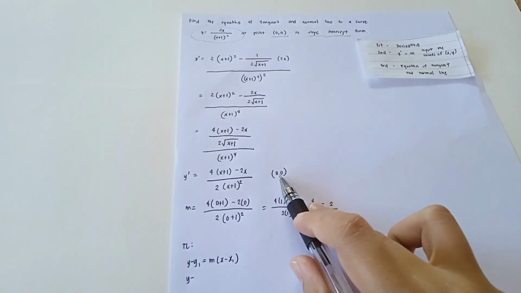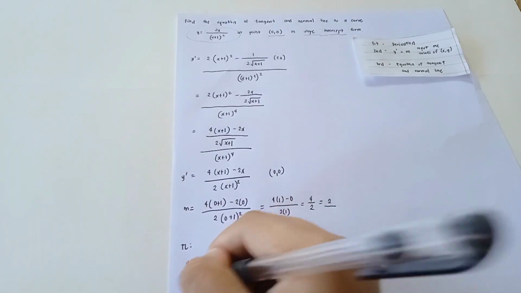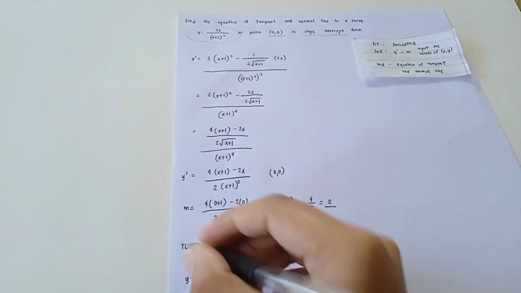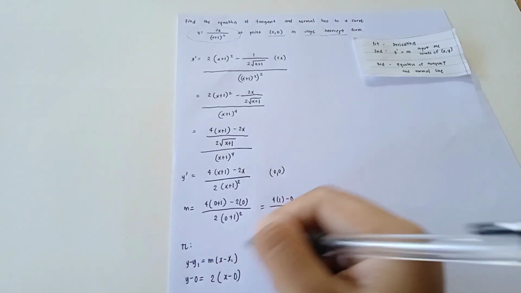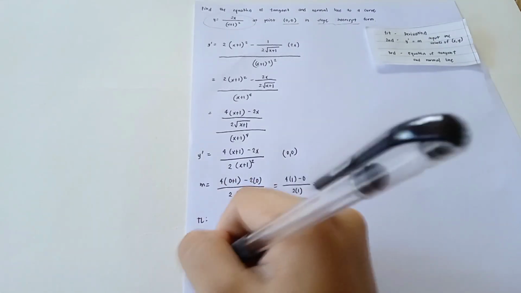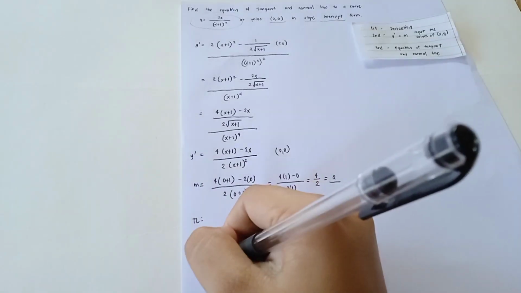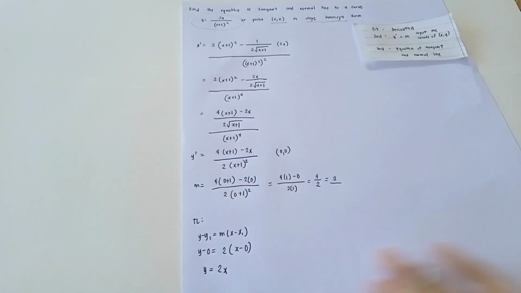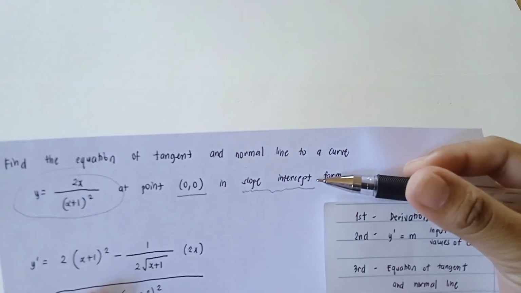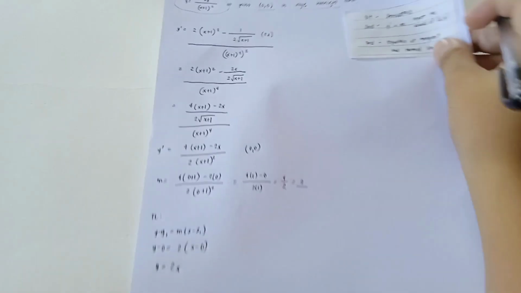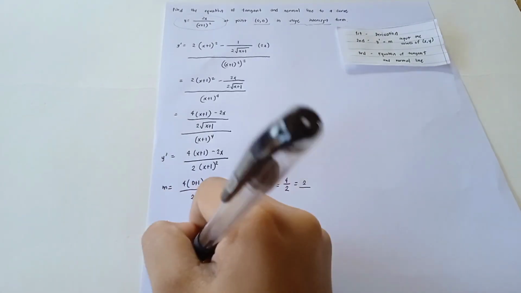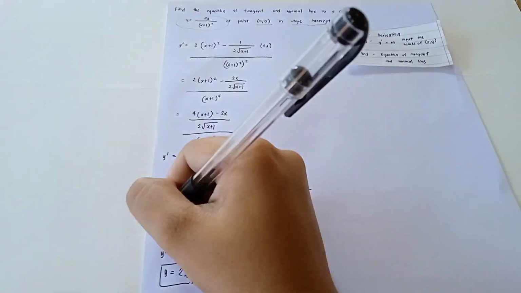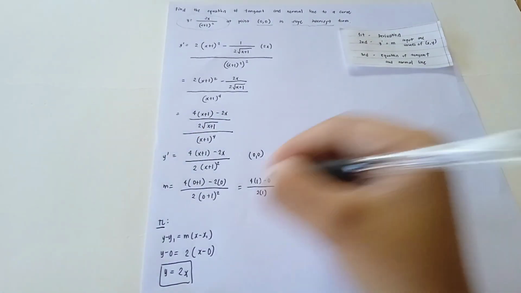y minus y sub 1, which is 0, is equal to m, 2, times x minus x sub 1, which is 0. Now let's expand. y is equal to 2x. It says slope-intercept form, and since it is already in slope-intercept form, this is our final answer for the tangent line. We already have our equation for the tangent line.